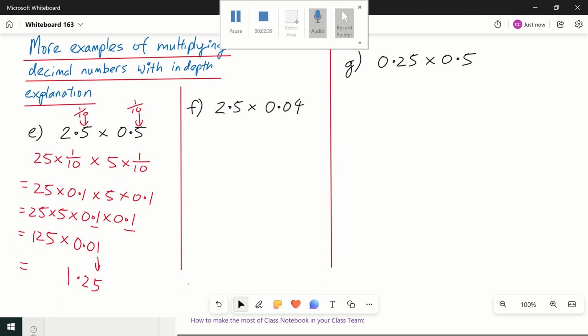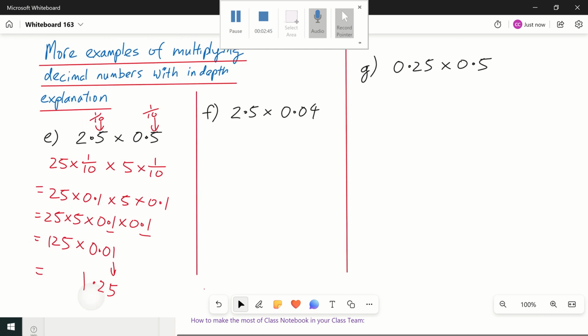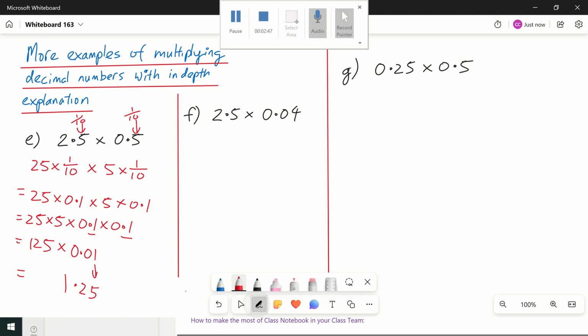So that gives us 1.25, and the answer has 2 decimal places. And that matches up with the fact that the two numbers multiplied together have a total of 2 decimal places.